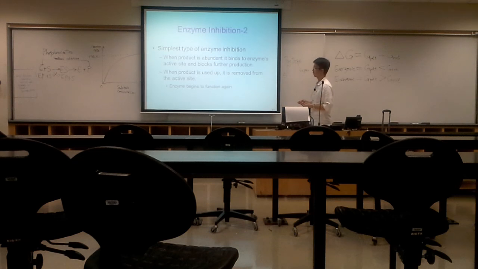So what happens when the feedback inhibition occurs is when the product is used up. When the product is used up, then the product that occupies the active site of the enzyme will be removed. When the product in the active site is removed, because we are using up the product, then the substrate can go back to the active site to bind the enzyme to start another round of the reaction.